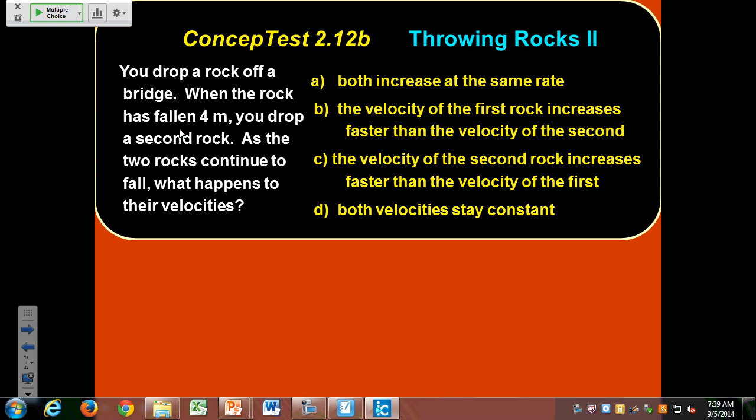Now, remember the situation, I drop one rock, I wait 4 meters, and then I drop the second rock. And then here the velocity of the second rock increases faster than the velocity of the first. That's really just the inverse of B. So they're both accelerating at the same rate, so C is not the right answer. And the velocities don't stay constant, right? They're increasing. So they both increase at the same rate. Remember, acceleration is the rate at which the velocity changes.